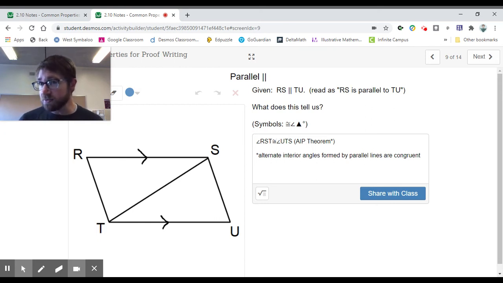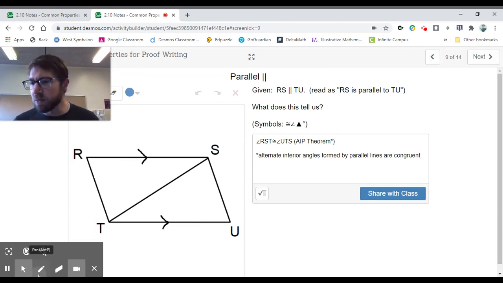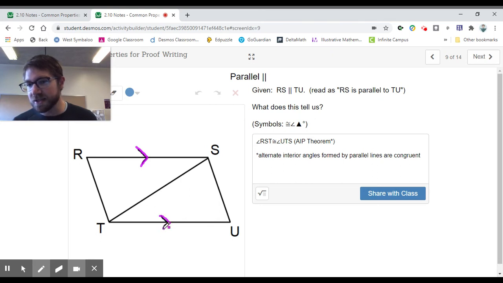Parallel lines, on that note, you can have parallel lines, you can have perpendicular lines. And that also has a symbol that we've seen a few times. The two bars looks like parallel lines. Also, you can see it marked in a picture if you have these little arrows. Those little arrows are meant to indicate that segment RS is parallel to segment TU. They're not necessarily the same length. Those little arrows just mean parallel.